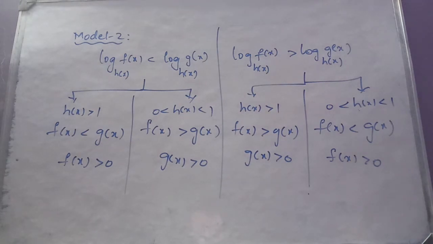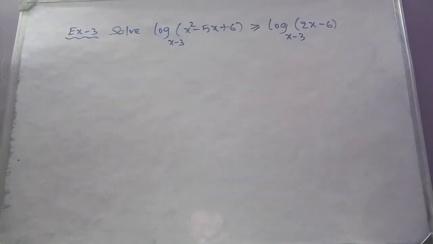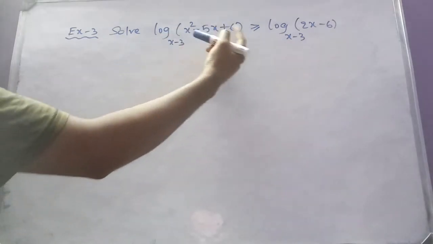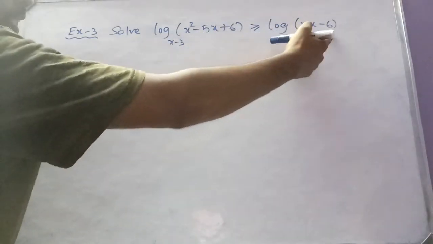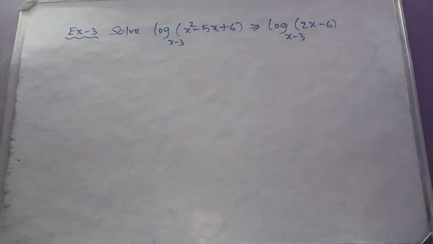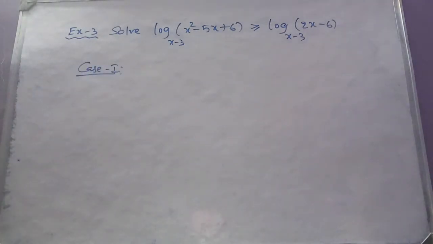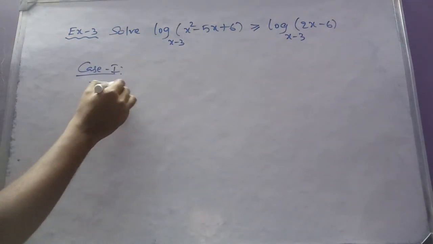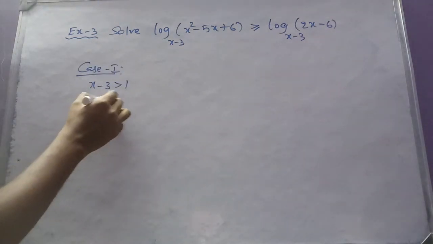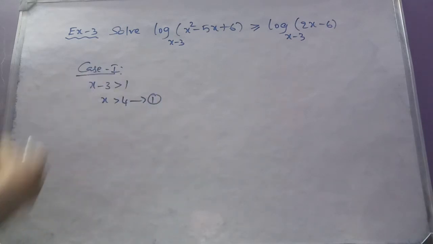So to understand this model, let us take an example. So here is our example. Log of x square minus 5x plus 6 with base x minus 3 is greater than or equal to log of 2x minus 6 with base x minus 3. So first let us go with case 1 while solving this. I'll take the base as improper fraction. That means x minus 3 is greater than 1. So this will give you x greater than 4, the first inequality.